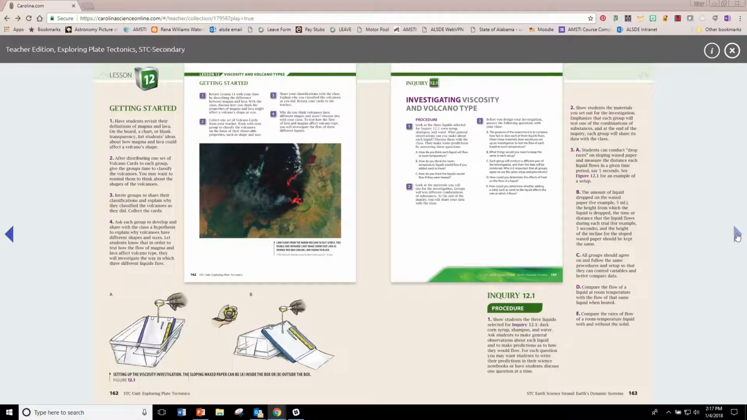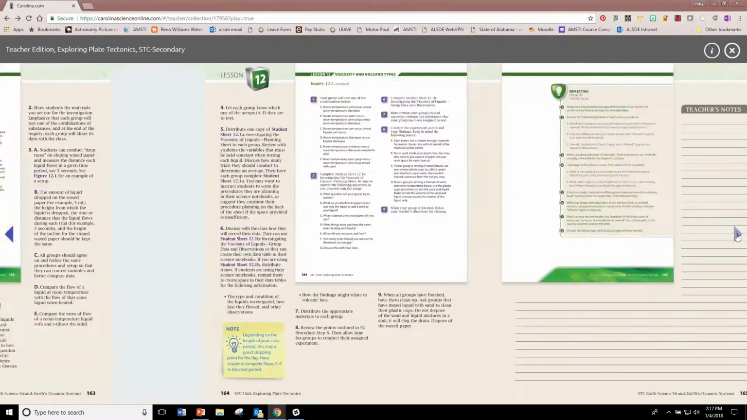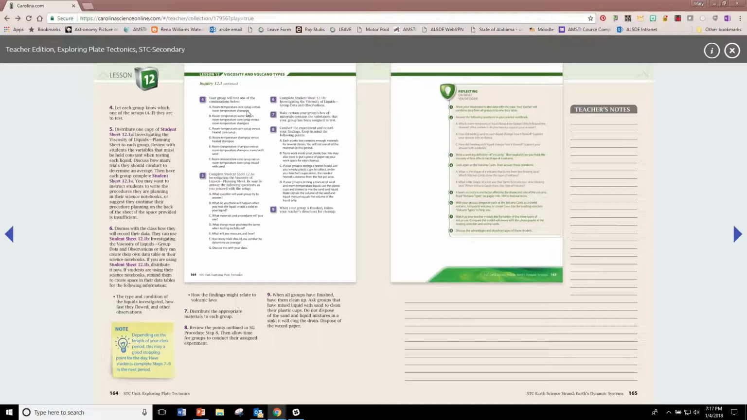So after students have had a chance to test 2 variables, they then gather all the variables together as a class and make some conclusions about what they've learned. And students can use these reflection questions to guide them. And at this time, students will go back to those volcano cards that they saw at the beginning and make comparisons and try to see how that connects to viscosity.